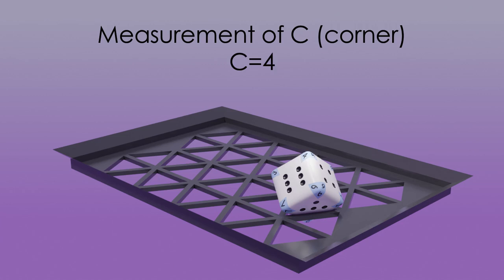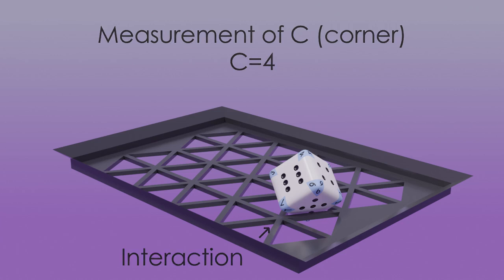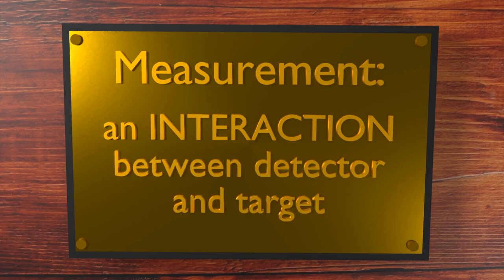So the take-home message is that a measurement is an interaction. The target interacts with the detector. Let's put that on a plaque. A measurement is an interaction between a detector and a target.